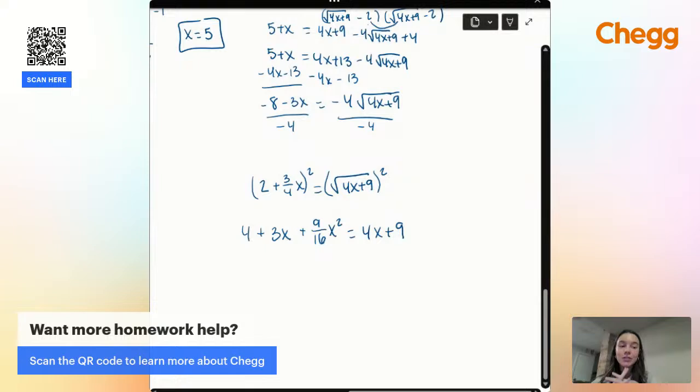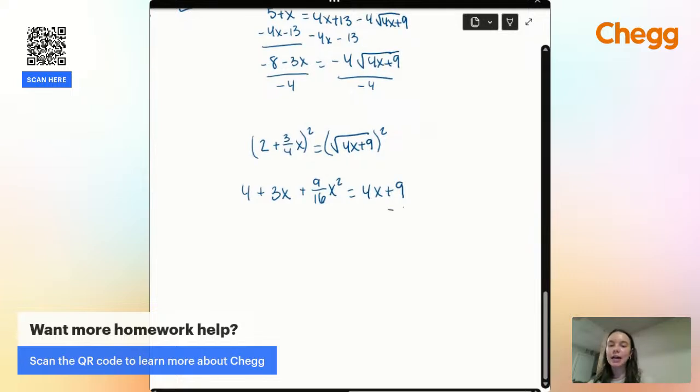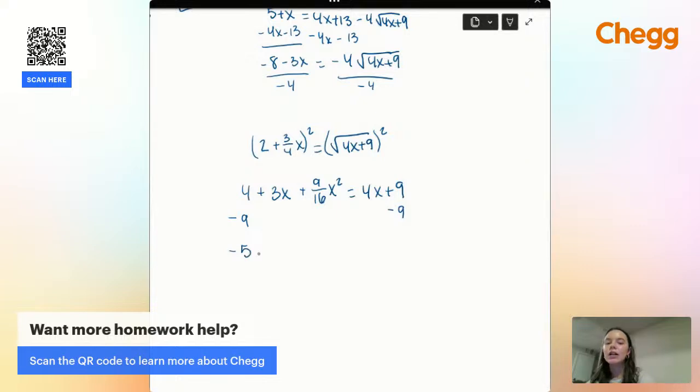And we're so close to solving. Again, great practice for rate of reactions. We're going to subtract 9 over here. So we get -5 and we'll also subtract 4x. I think we can do multiple subtractions in one step. So -5 minus x plus 9/16 x squared equals 0.